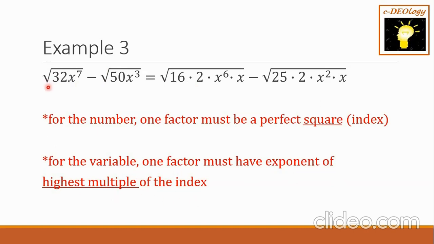Our index is 2. So the factors for x raised to 7 are x raised to 6 and x. For the second radical, the 50 is factored out into 25 and 2. We know that 25 is a perfect square number. For the x cubed, factors will be x squared and x.